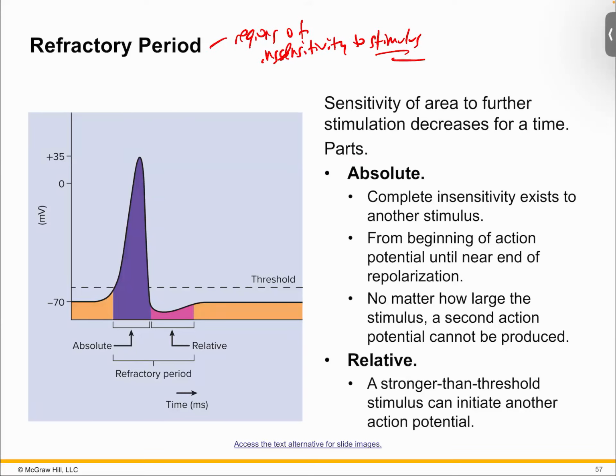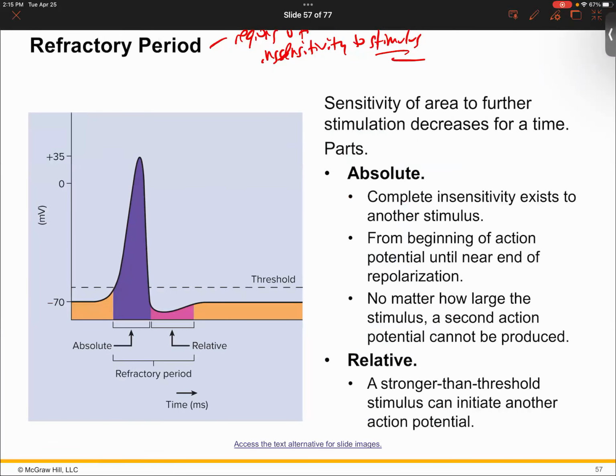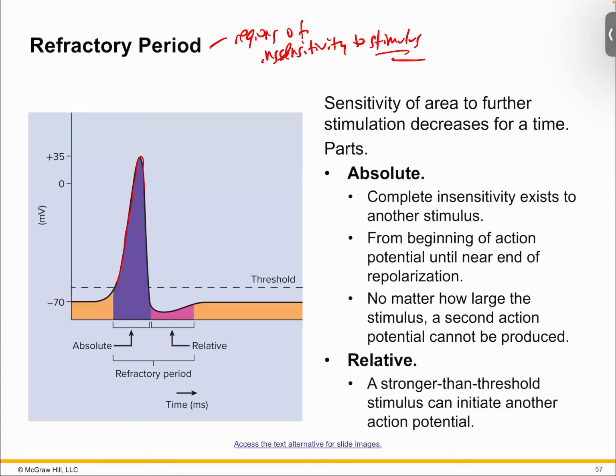So generally speaking, in the purple area, where you're basically going from depolarization and most of repolarization, is what's called the absolute refractory period. This basically means that you are insensitive to stimulus. So it doesn't matter if you get more stimulus coming in, you're not doing anything. You're resetting the mousetrap. That's basically what's happening.